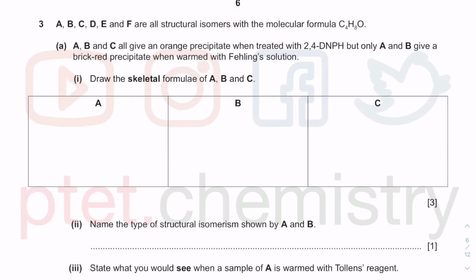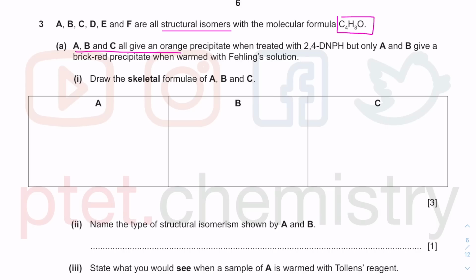Question number 3, this is the beginning of the organic structured questions. So we are told that there are 6 molecules. They are all structural isomers. Structural isomers are defined as molecules which have the same molecular formula but different structural formula, for obvious reasons. C4H8O: 4 carbon, 8 hydrogen and 1 oxygen.